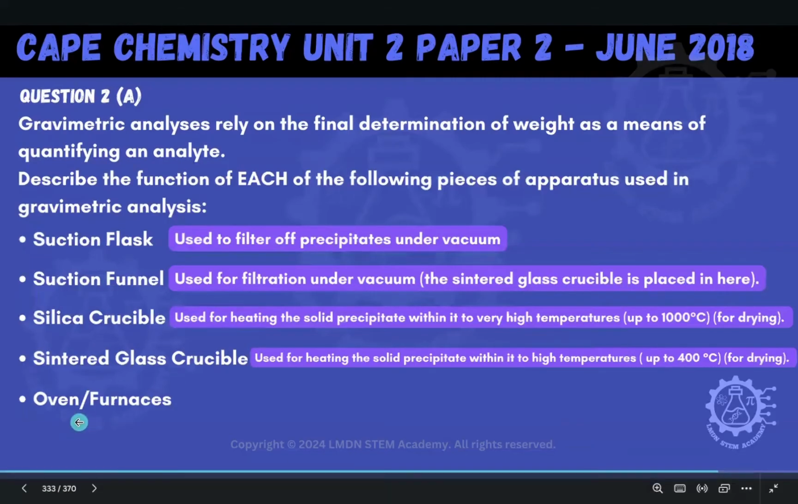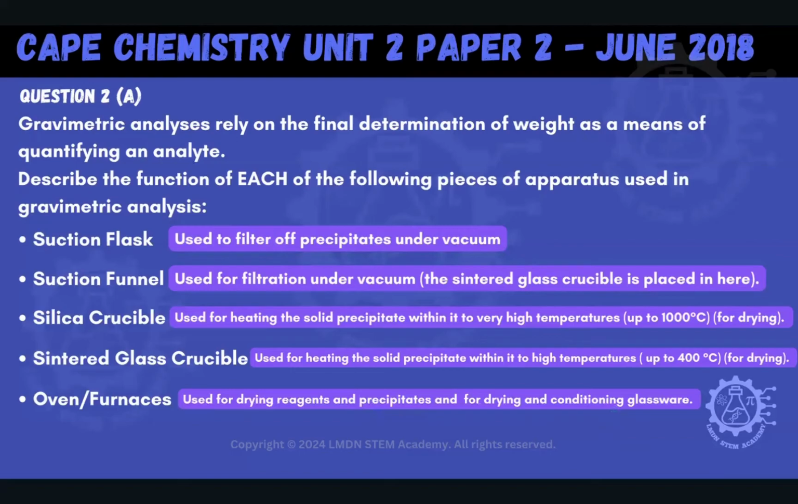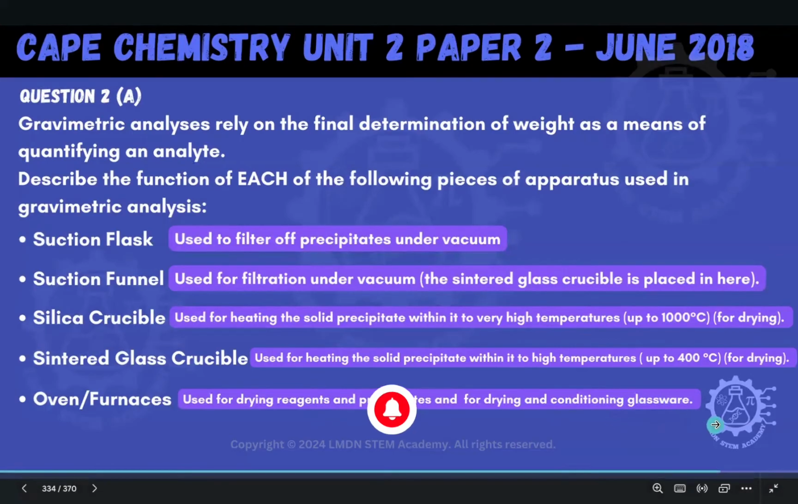All right, so now the final one is ovens/furnaces. The ovens or the furnaces are going to be used for drying your reagents that you're going to be using for this precipitation. So you can dry the reagents and the precipitates, and you can use it to dry and condition any glassware that you're going to be using for these gravimetric analyses. All right, and so we're ready to move on now.